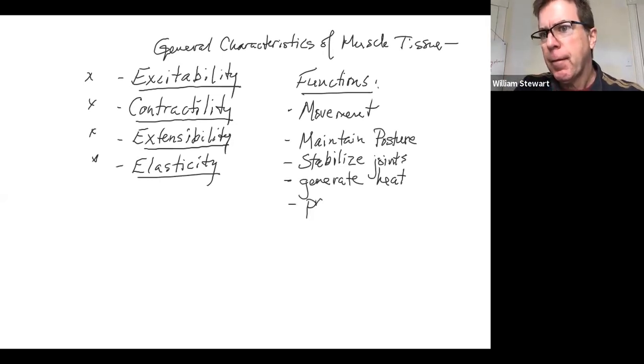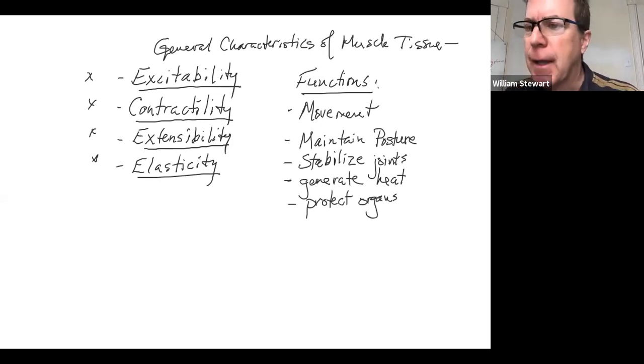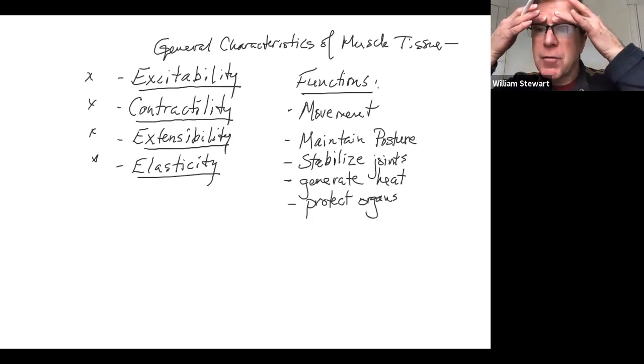Protection. I'm just going to write protect organs. So your thoracic cavity is protected by your ribs, your rib cage, your heart, and your lungs. But your abdominal cavity is largely unprotected by any bone protection, and your abdominal muscles all the way around, laterally, anterior and posterior, are protected largely by sheets of muscle.